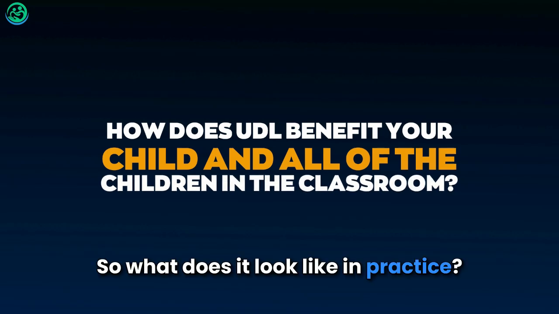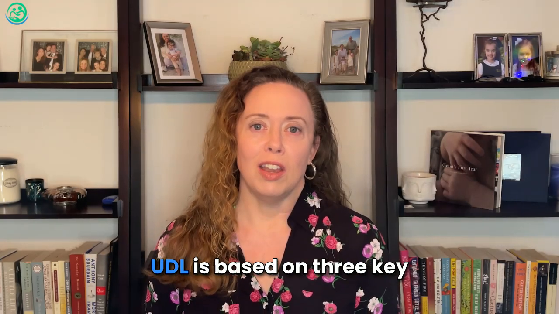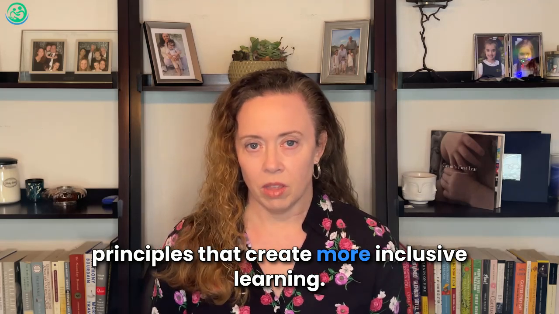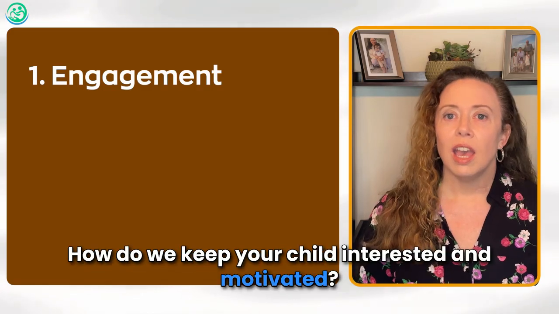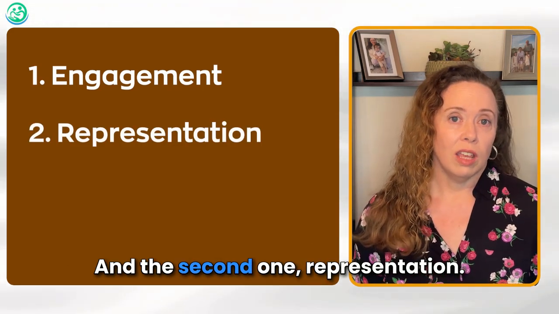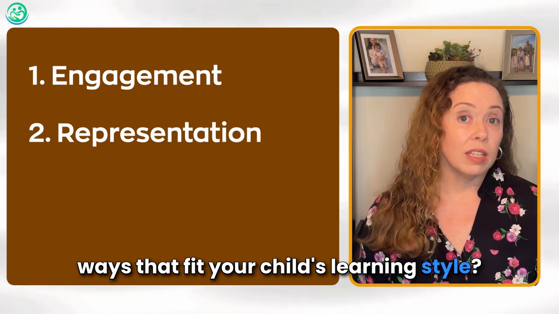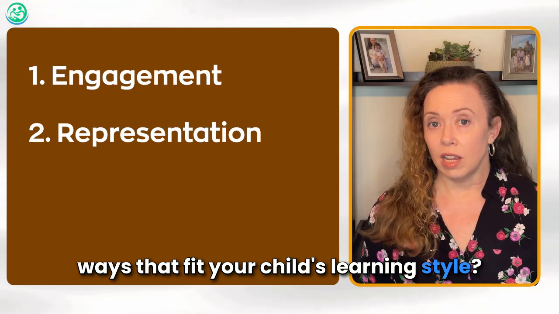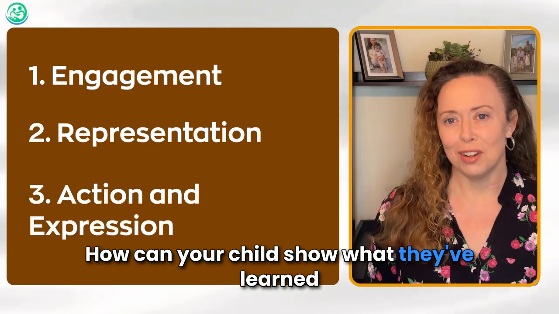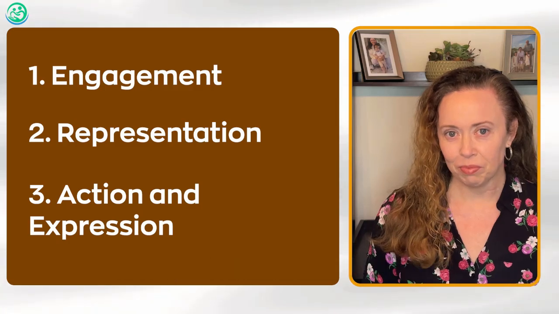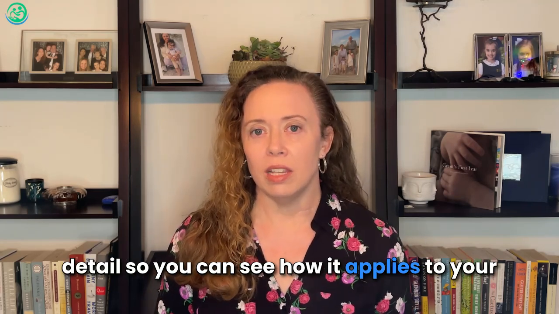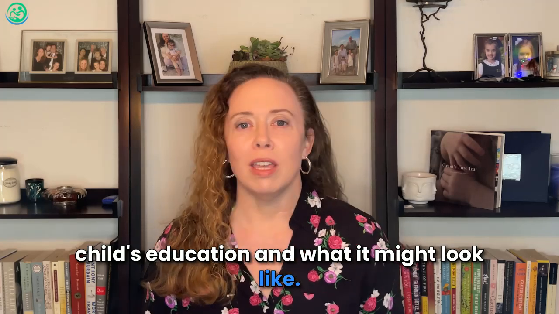So what does it look like in practice? UDL is based on 3 key principles that create more inclusive learning. So the first one is engagement. How do we keep your child interested and motivated? And the second one, representation. How do we present information in different ways that fit your child's learning style? And then the third one is action and expression. How can your child show what they've learned in ways that work best for them? So let's dive into each principle in a little more detail so you can see how it applies to your child's education and what it might look like.